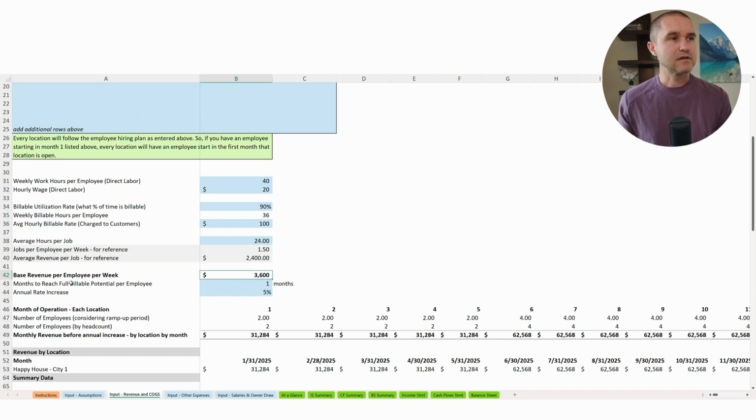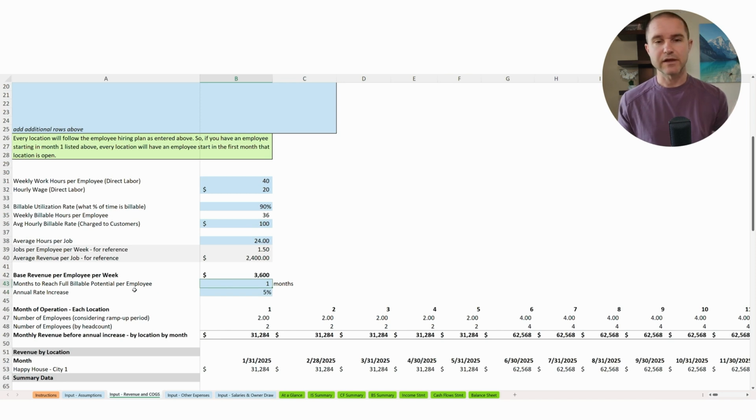And then here is the base revenue per employee per week. So in theory, if the average employee is going to have 36 billable hours per week, they should be able to generate 100 times 36 hours, so $3,600 a week in billable revenue.